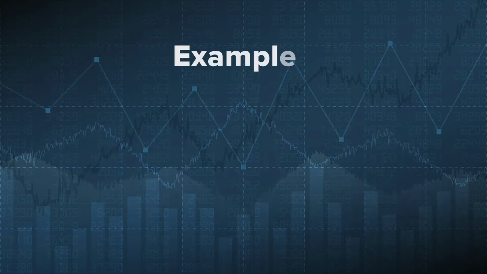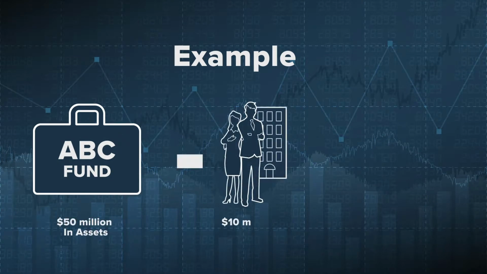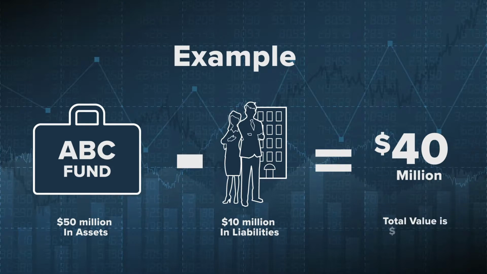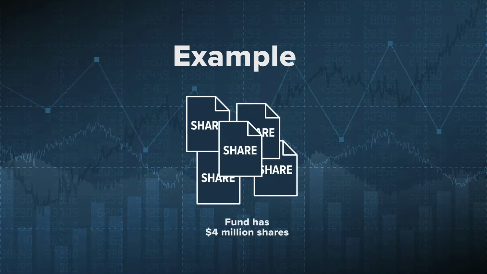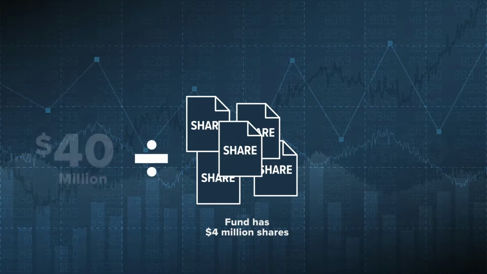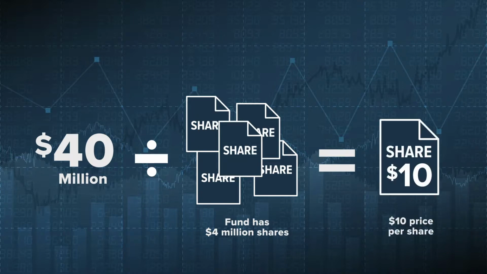Here's an example. ABC Mutual Fund has $50 million in assets and $10 million in liabilities, so its total value is $40 million. This fund has 4 million shares outstanding. Dividing the fund's $40 million in assets by the 4 million shares outstanding provides the price per share of $10.